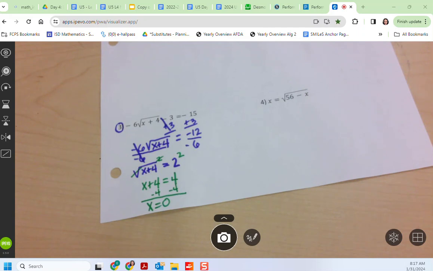Okay, so I've done steps 1 and 2. Step 1 is get your radical by itself. Step 2 is undo that radical and solve for x. Step 3 is check.